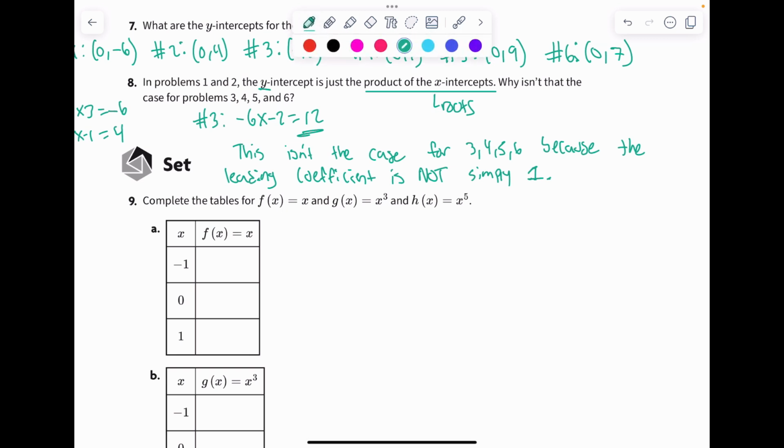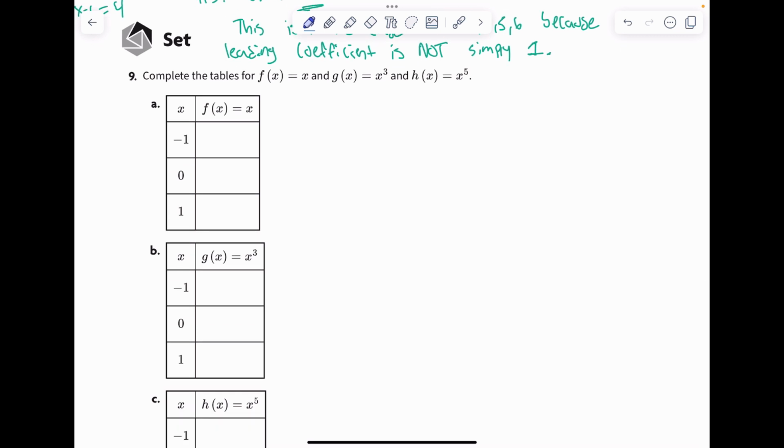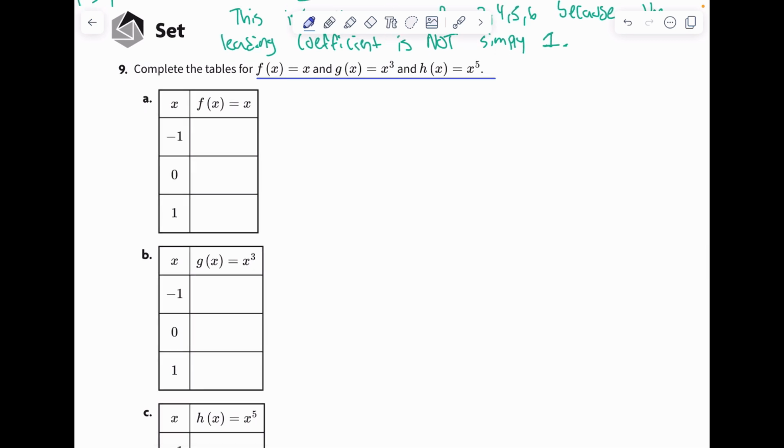Okay. So we've done the ready part. Let's do the set. Complete the tables for f of x equals x, g of x equals x cubed, and h of x equals x to the fifth. Pretty straightforward for letter A. f of -1 is just equal to -1. f of 0 is equal to 0, and f of 1 is equal to 1, right? Because I'm just plugging in x, and it goes in here, which is equal to this x.